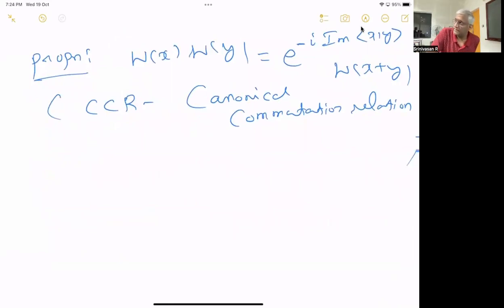So, we are looking at the representation of H itself. This gives a representation of H, which is not a representation but a projective representation. They are representations up to a constant. W of X and W of Y, they are not equal to W of X plus Y.